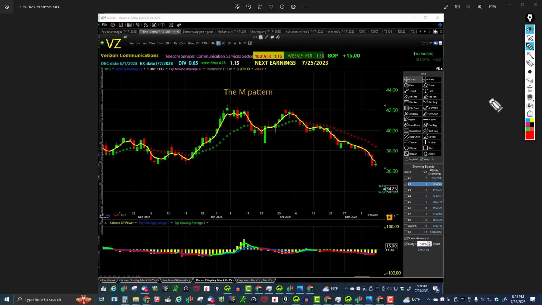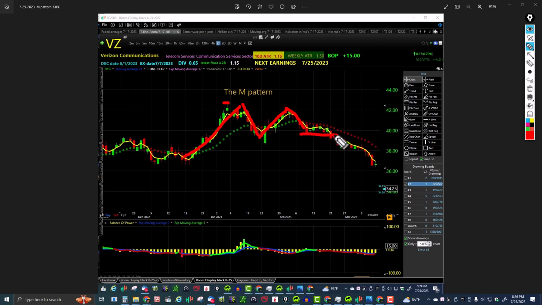So the M pattern came up, came down, made a lower high. Notice it didn't take out that high. Pressure on the bears to take out and make a lower low. They came down. They couldn't come all the way down. They had to do battle.